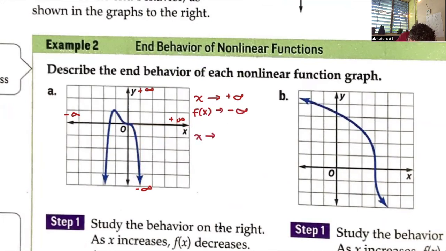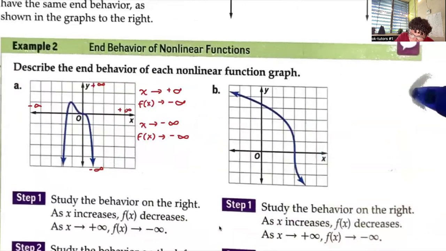And if x tends to negative infinity, f of x is also leaning to negative infinity. Because when x goes to negative infinity, where's the y going? Down. So down is the negative infinity. Okay, that's how we're going to be looking for the solutions.